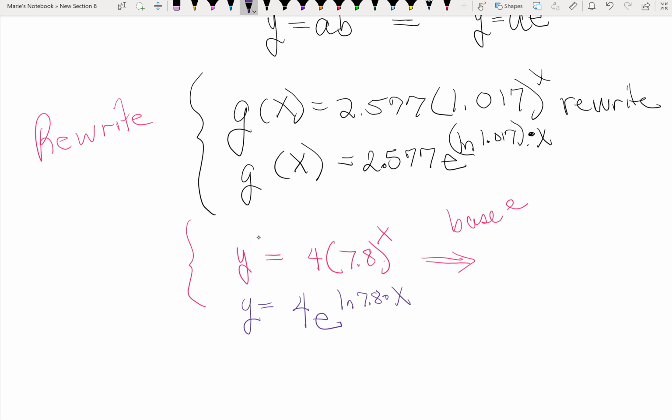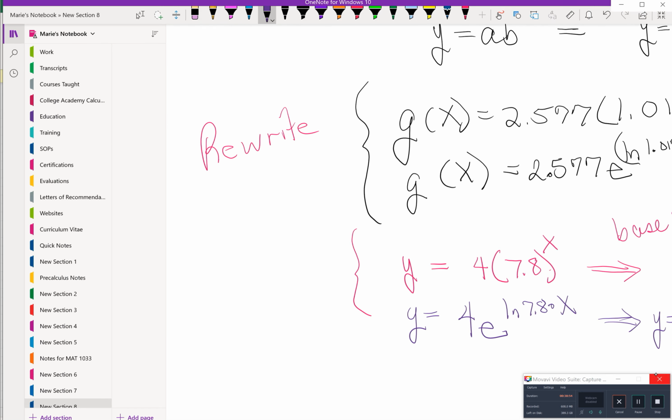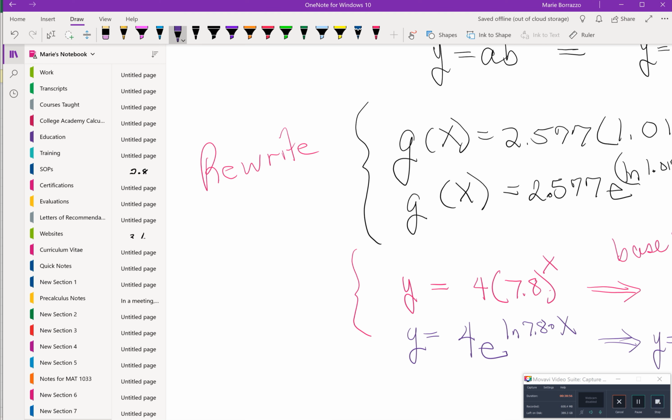If I were to actually work this out, this would become y equals 4e raised to the 2.054x. Okay? So that's the notes for 4-5 in a nutshell. 4-5 is a little bit tougher, but practice and write every question down as best you can. Make a logical connection between them.